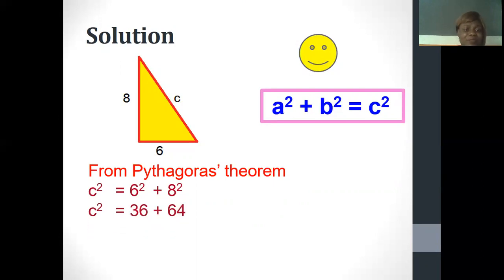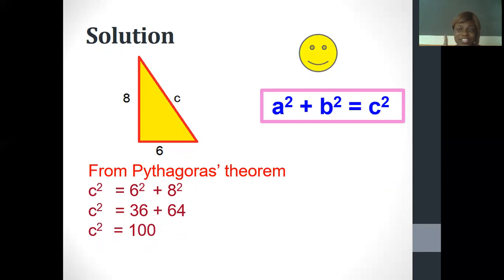So we have 36 as the square of 6 and 64 as the square of 8. So 36 plus 64 now gives us 100. And that is not what we're looking for, we're just getting there. Our question is find C, which is the missing side.